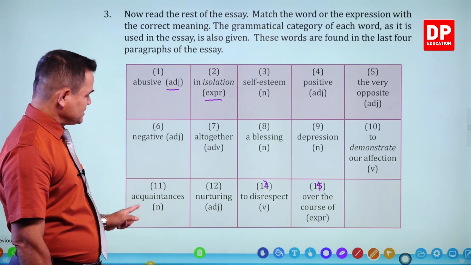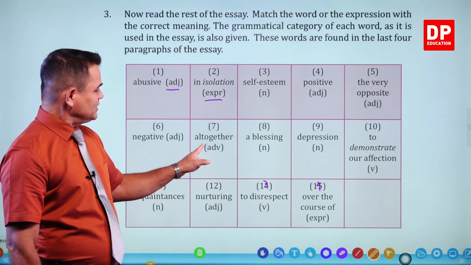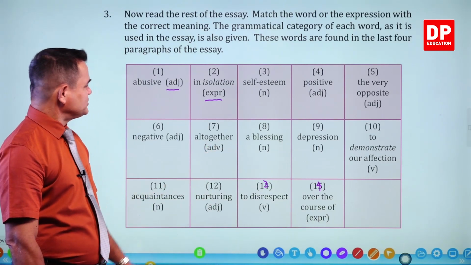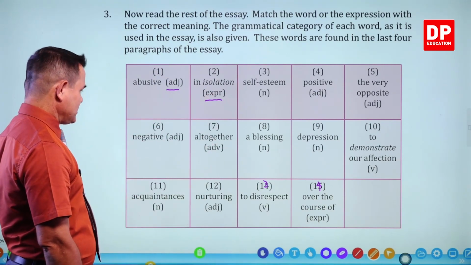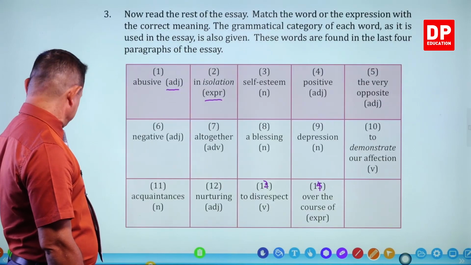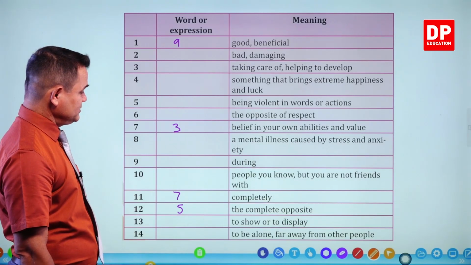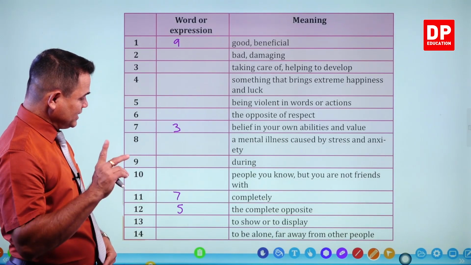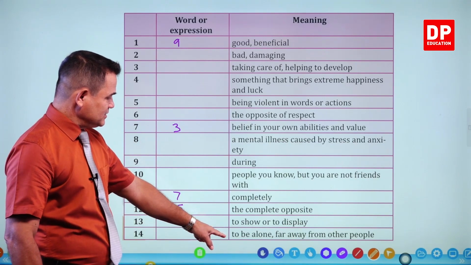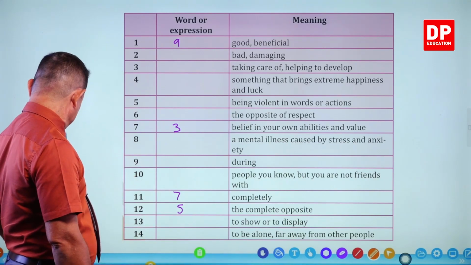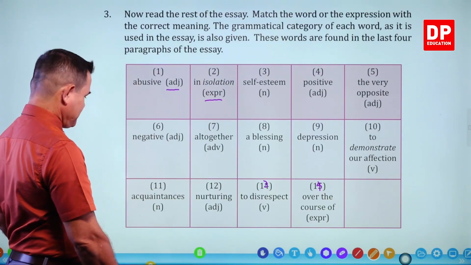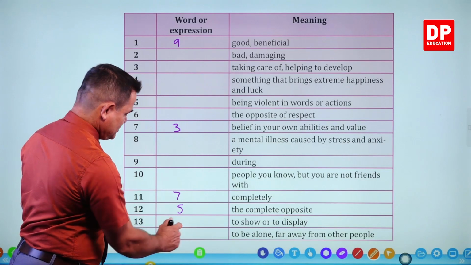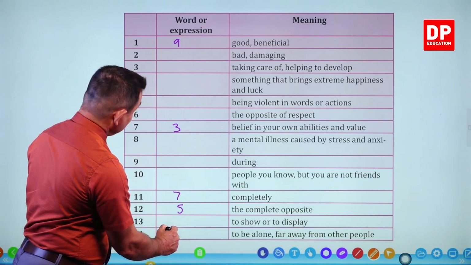Positive, abuse, negative, acquaintance, nature, altogether. In isolation also had easy words. Yes, in isolation, to be alone. So isolation is number 2, to be alone.